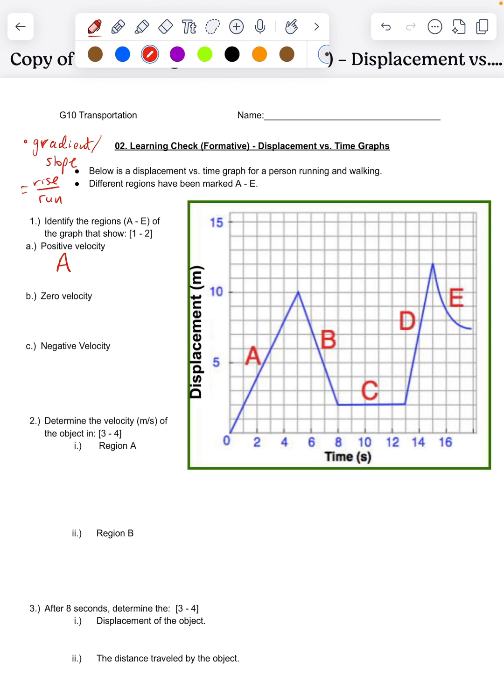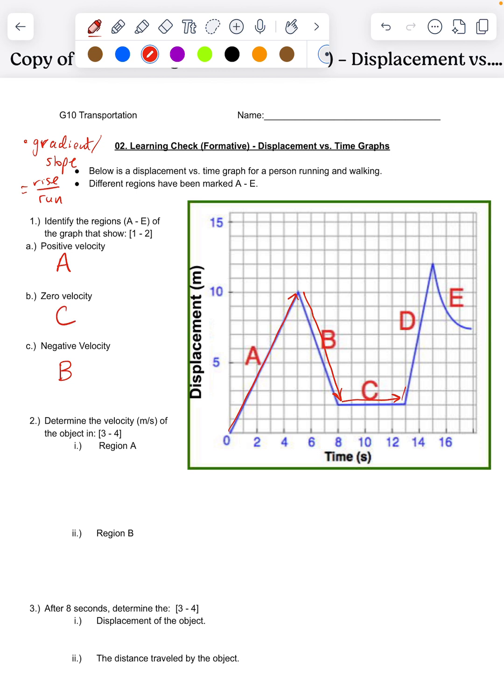During time B, they then go back down. So their displacement is going back towards zero, and that means they have a negative velocity. At time or region C, their displacement doesn't change. That means they're not moving, and they have zero velocity then.